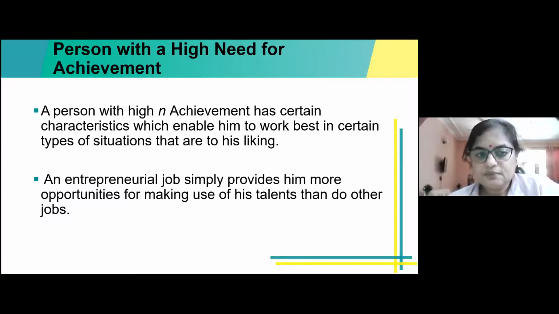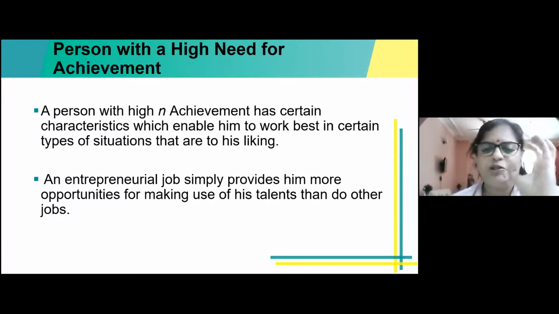Now, so we say that a person with a high need for achievement has certain characteristics which enable him to work best in certain types of situations that are to his liking. And entrepreneurial jobs provide him more opportunities for making use of these talents than do other jobs.